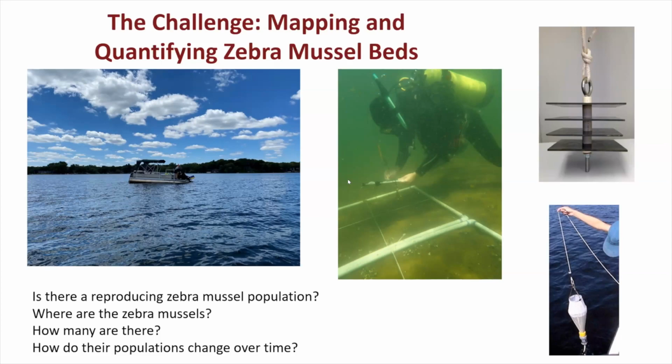Similarly, other methods such as plate samplers or veliger or larval sampling of zebra mussels might tell you whether they're reproducing zebra mussel populations, but it doesn't give you very much information about where the zebra mussels are in a water body and how they're distributed. And so this project was really motivated by being able to gather a lot of information about zebra mussel distribution and habitat in a very large spatial area, to be able to answer questions like, where are the zebra mussels, how many are there, and how do their populations change over time.